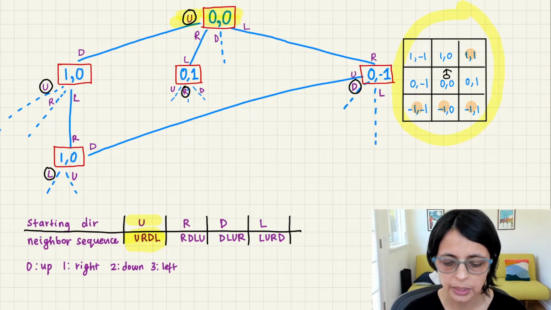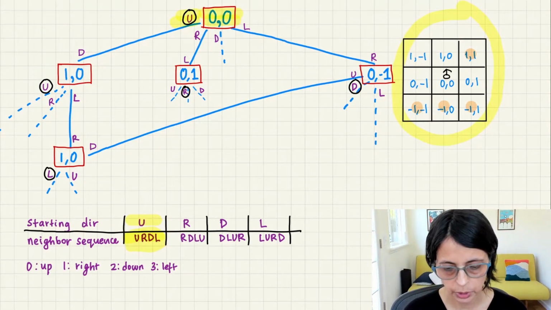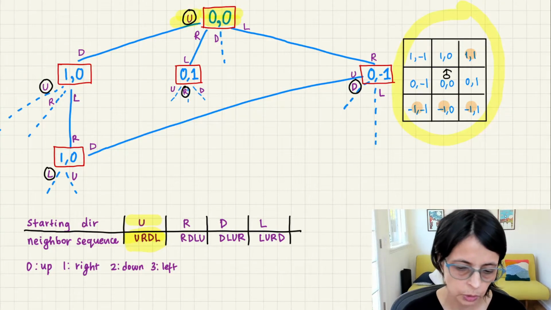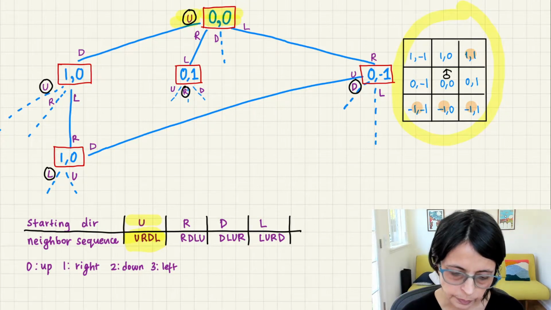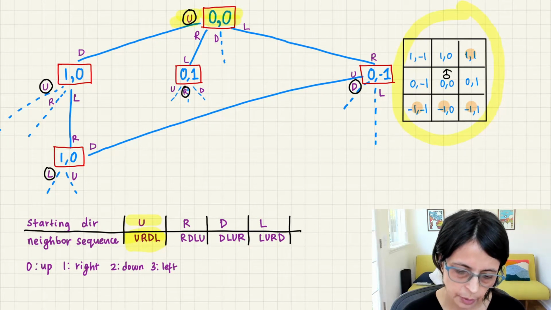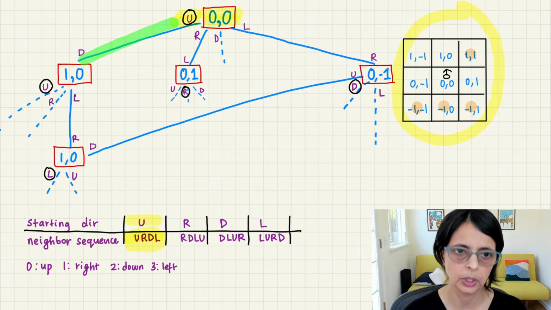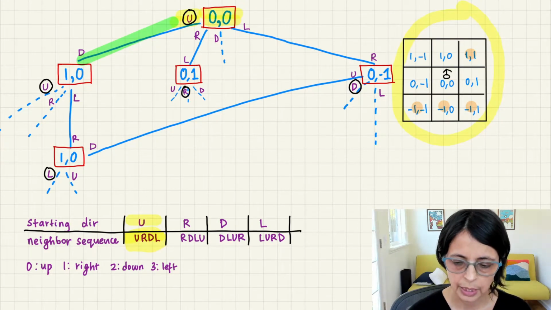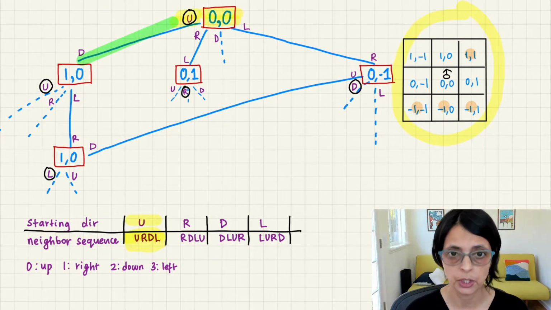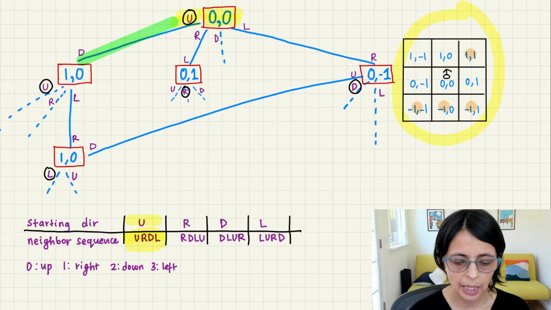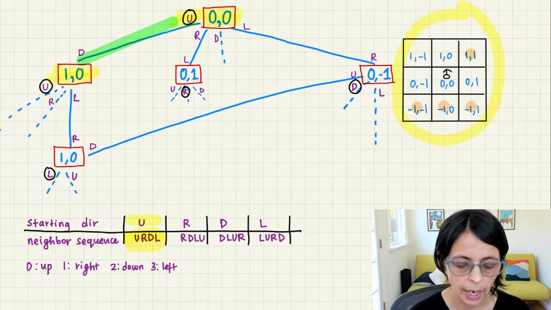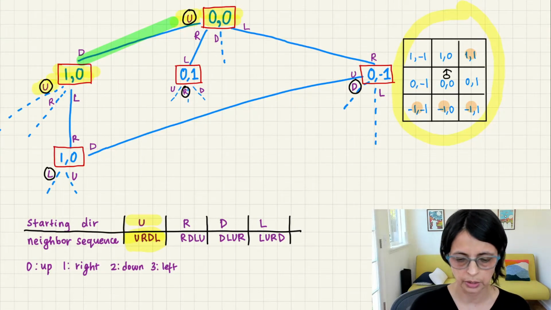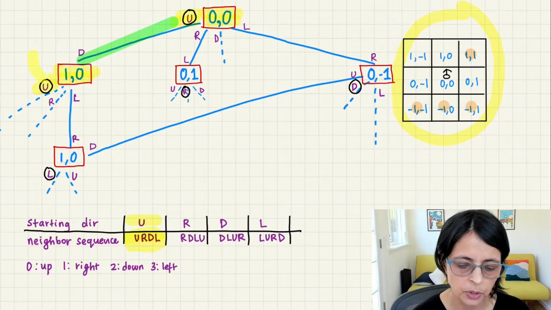So the starting point is x, y is 0, 0, and the direction is up, and we are going to do URDL. So let's go up first. I'm going to do that with a different color. You're going to try the up neighbor first, so you're going to go to 1, 0, right? And this is going to be the first step of DFS. Now you are at 1, 0, and you're facing the direction up. You're always facing the direction from which you came, right? This up is related to this up.